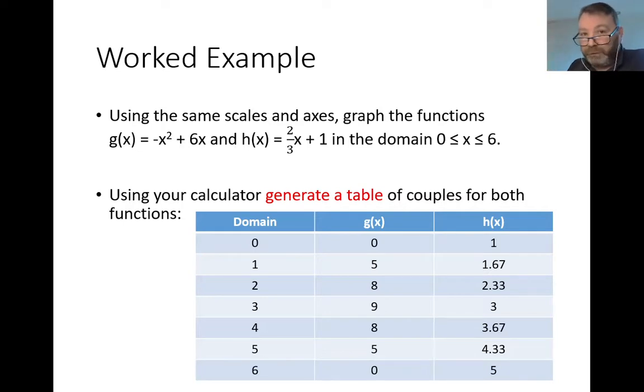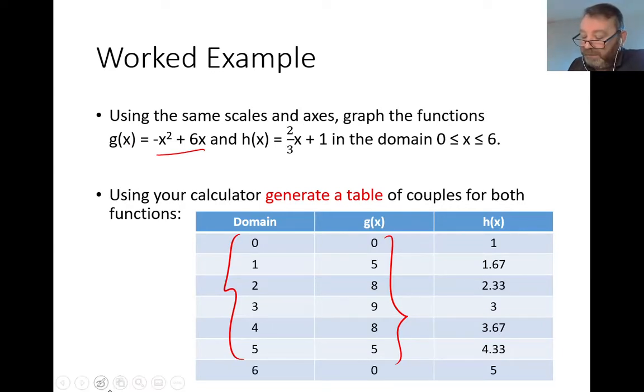If you're not too sure how to do the alpha x, if you can't remember, please get back to me, send me an email, and I'll do a little video maybe on how to use the alpha x on the calculator. Okay, but you use the alpha x with 0, 1, 2, 3, 4, 5, and 6, and the first function, this one here, generates these values. So therefore, they are a set of couples that will generate what g of x looks like.